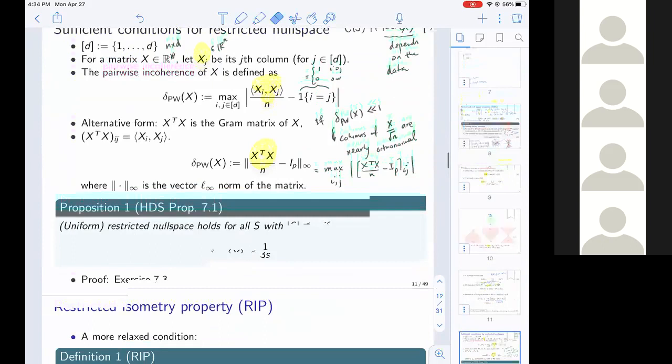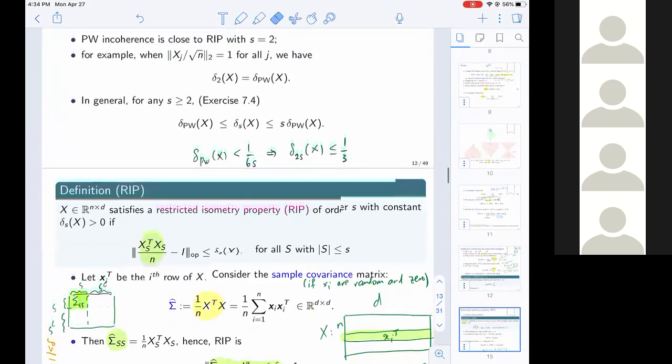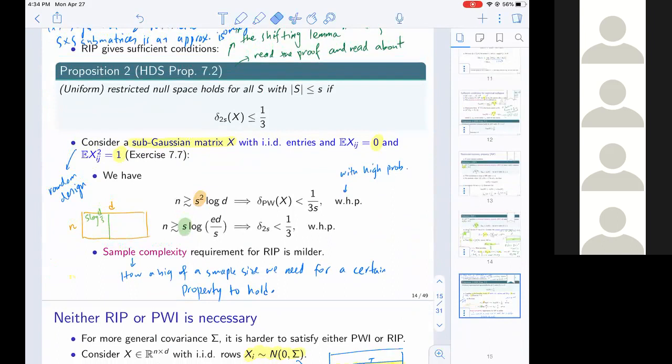There is a single event based on X, basically, such that no matter what theta star you plug into that problem, when you solve it, you get back theta star, as long as the support of theta star is less than S. Okay? Does that make sense? Yes. Okay. Good. Other questions?